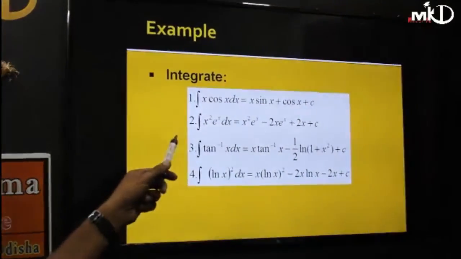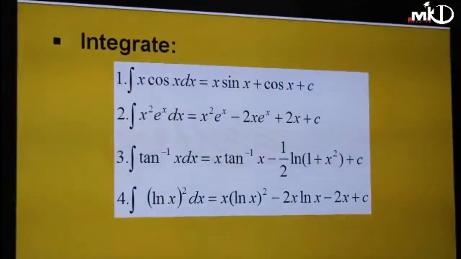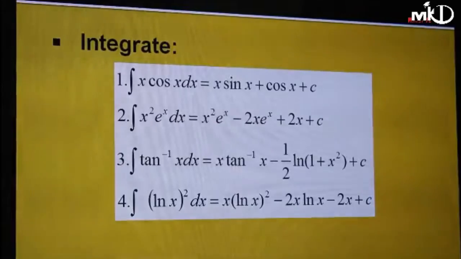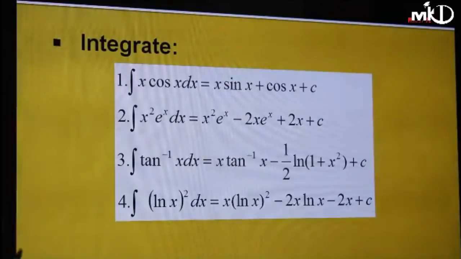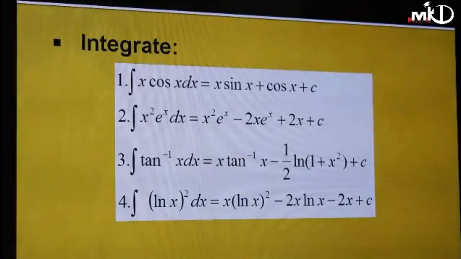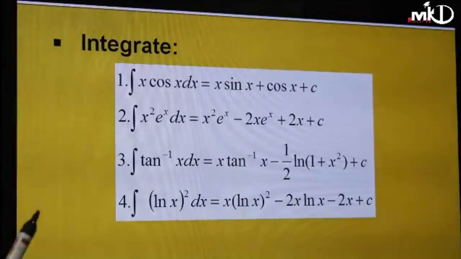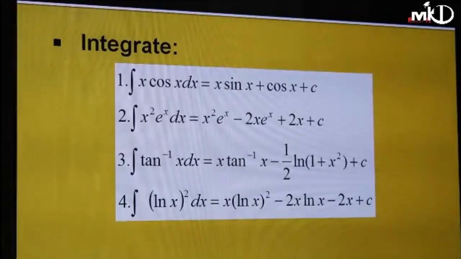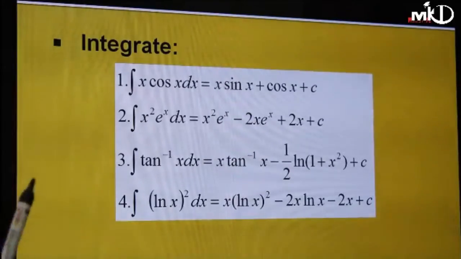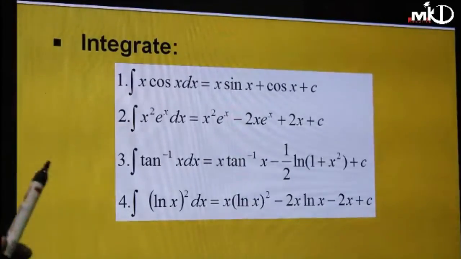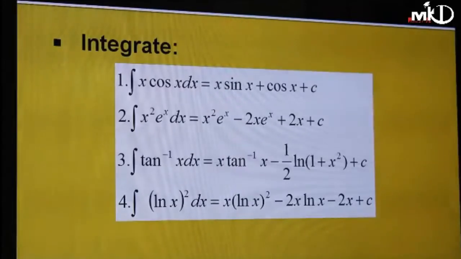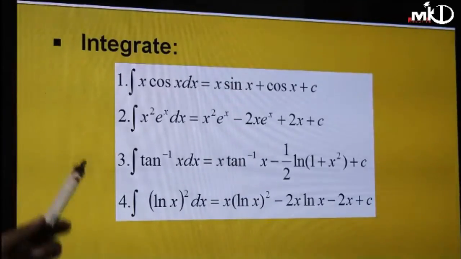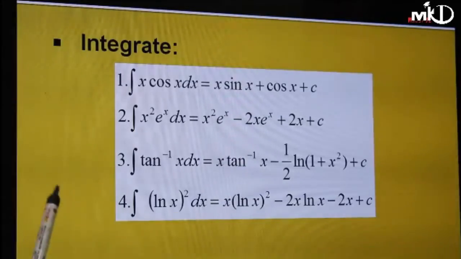So again see, in the second problem, there are two functions, one is x square, one is e to the power x. According to Euler rule, x square is the algebraic function and e to the power x is the exponential function. So ILATE, x square should be the first function and e to the power x should be the second function. Now the second one is easy, you can do it. Let's try the third one.